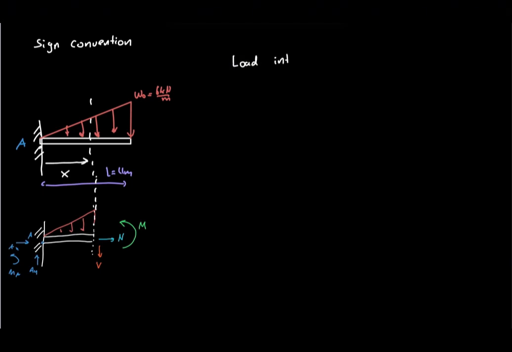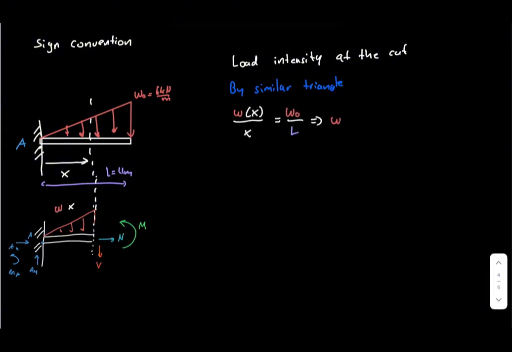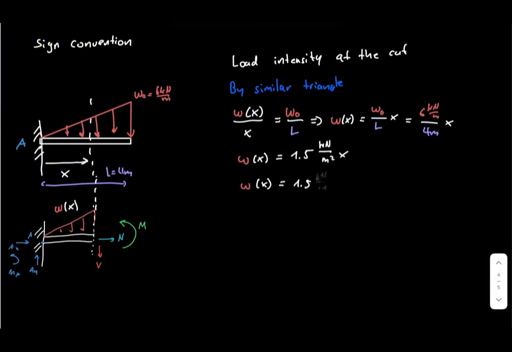Because the load varies linearly, we use similar triangles. The load intensity at the cut equals the maximum load intensity divided by the total beam length multiplied by x. 6 divided by 4 gives 1.5, so the load intensity at the cut is 1.5x kilonewtons per meter.